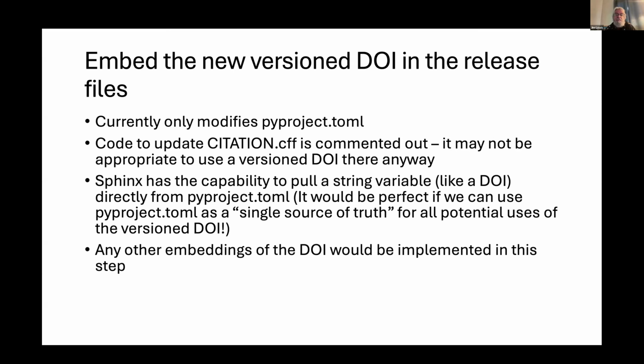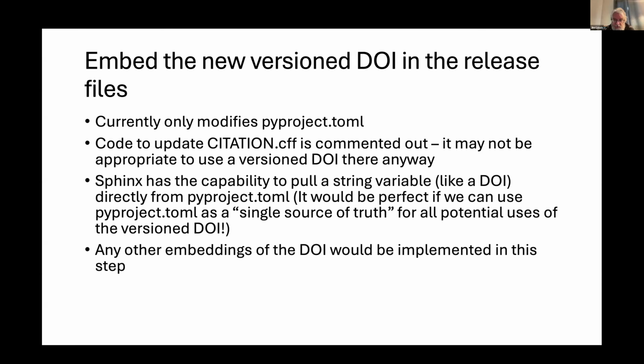And if all you're using is the concept DOI, then there's no need to update that every time you generate a new version DOI. You might also want to use that version DOI in your documentation. If you're producing documentation records that are tied to that release, it'd be nice to have that version DOI in there. And if you're using Sphinx to build your documentation for Read the Docs, I haven't tested this yet, but it supposedly does have the capability to pull a string variable, which could be your version DOI.